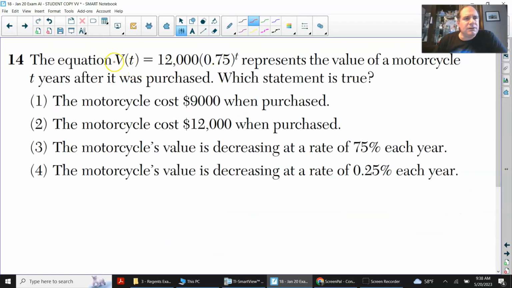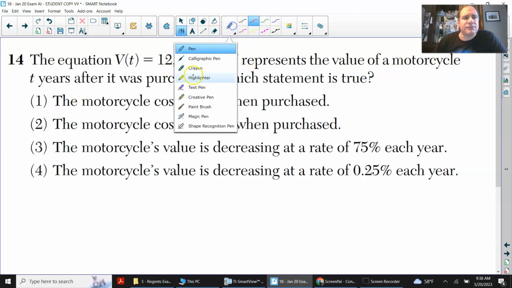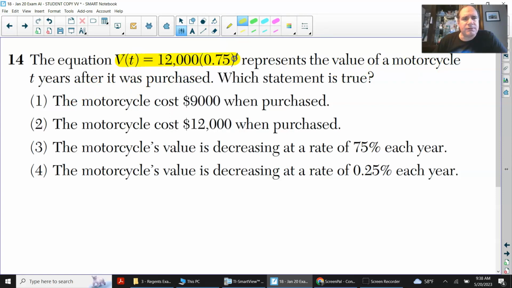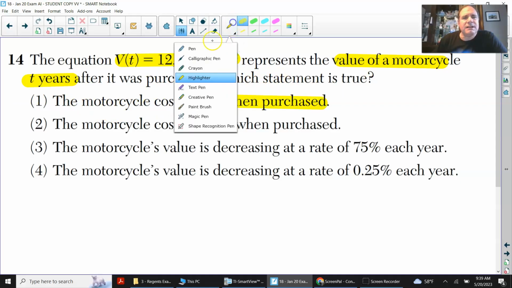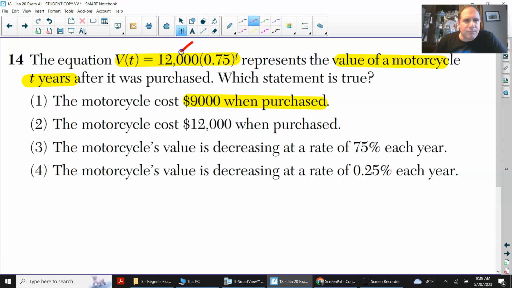Number 14. The equation V of t equals 12,000 times 0.75 to the t power represents the value of a motorcycle after t years. Okay, this is your equation. It represents the value of a motorcycle after t years, after it was purchased. Which statement is true? The motorcycle cost $9,000 when purchased. You have to know what this number means. That is the initial value. If that's the initial value, it didn't cost $9,000, it cost $12,000. The motorcycle cost $12,000 when purchased. Yes, 2 is your answer.